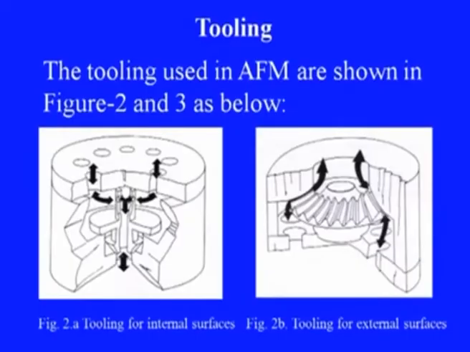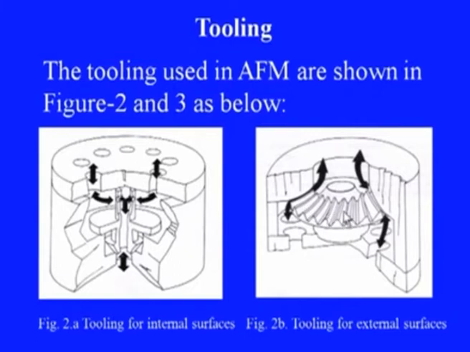Then another one is urethane. This material is very useful for complex shapes. Aluminum and nylon can also be used for tooling purposes, as they can be easily machined and are very light in weight. Here are some schematics of tooling. So, this is how a tooling is designed. Of course, this one is for internal part finishing and this one is for external finishing of the parts.